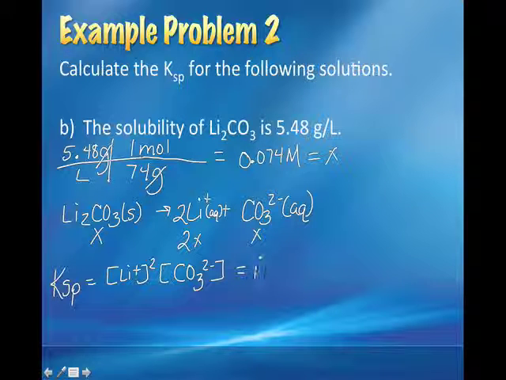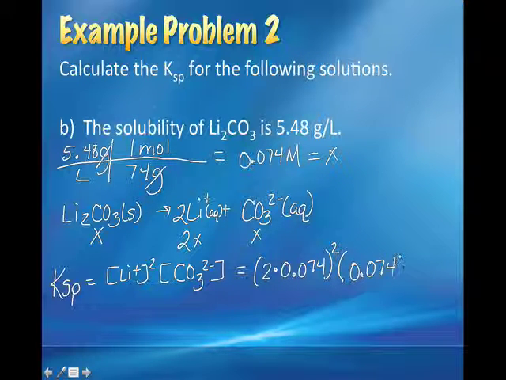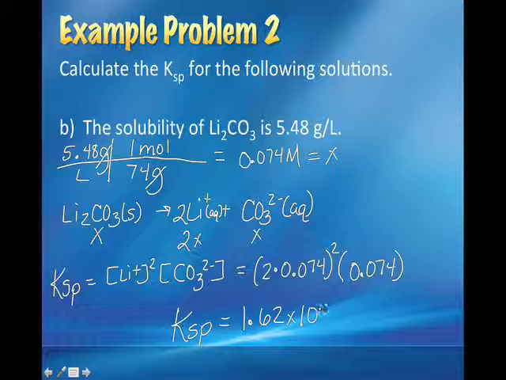So 2x, that would be 2 times 0.074, and that's going to be squared. That's x times 2, and then just a regular x goes right here. And all I do is find the answer to that. And when I do, what I find is the Ksp for lithium carbonate comes out as 1.62 times 10 to the negative third.